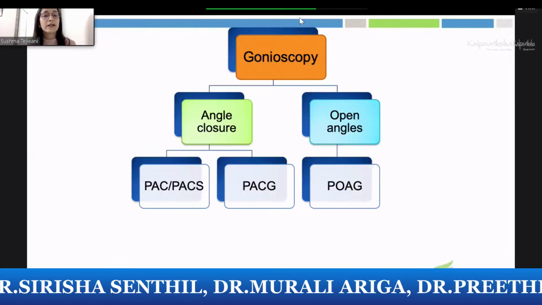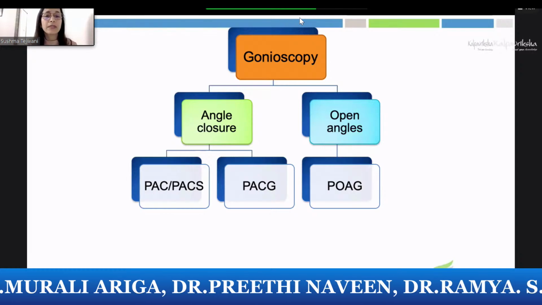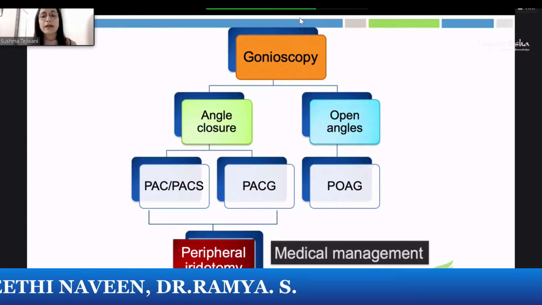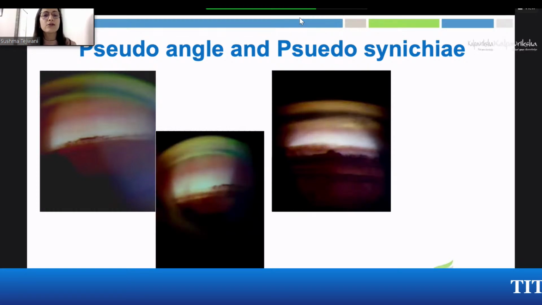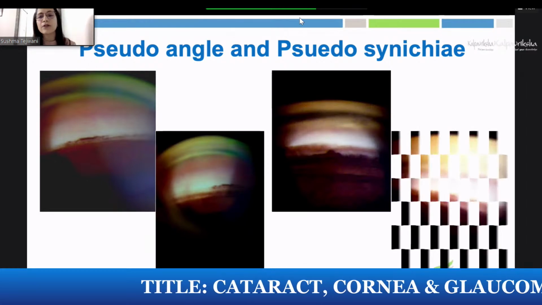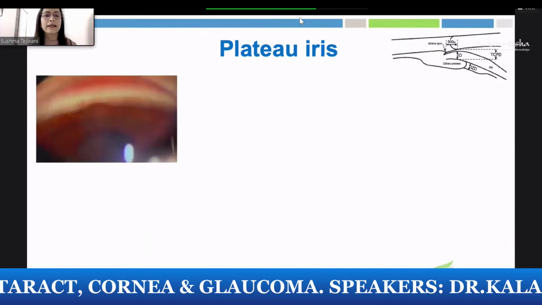So that is why the diagnosis is based on gonioscopy. You can differentiate into PACS, PACG, and POAG and plan the management accordingly. The peripheral iridotomy and medical management are decided on the basis of that. Certain pictures showing you pseudo-angle and pseudo-synechiae, so you have to be aware of those things. You should indent and see to understand whether it is an angle closure and the pigment giving you a false appearance of PTM, or it's a pseudo-angle, pseudo-synechiae, which opens up on indentation.